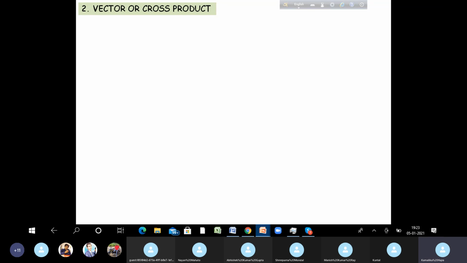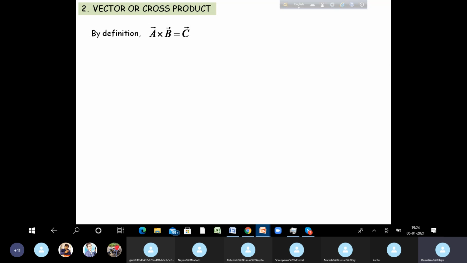Next we move over to the vector or cross product. I told you multiplication of vectors can be of two types. One is dot product and the other is cross product. So we discussed dot product. Next we will discuss cross product. As you can see from the name itself, in dot product we had seen that the result was a scalar. In cross product we will see that the result is a vector.